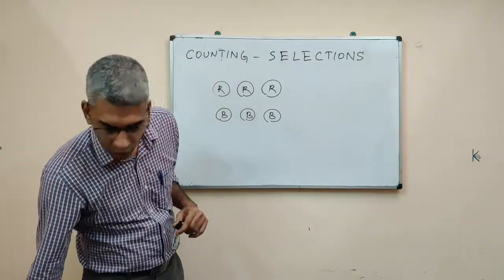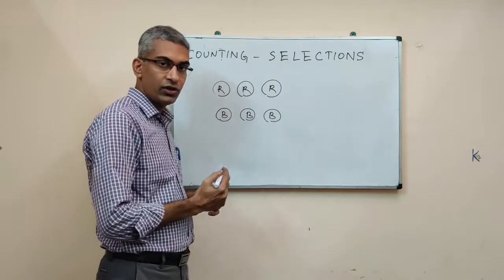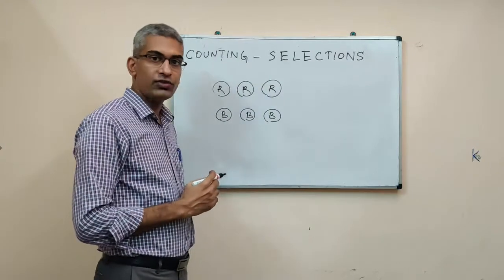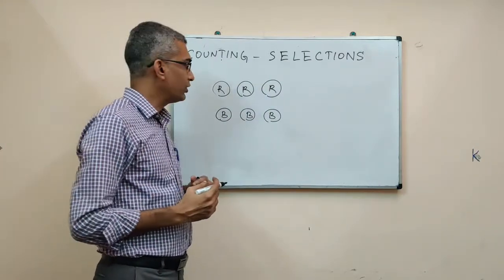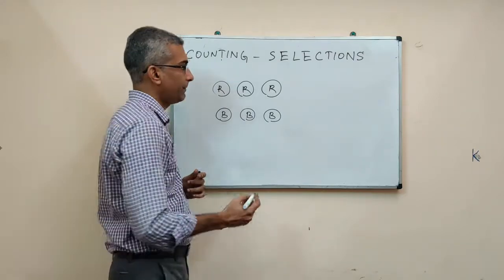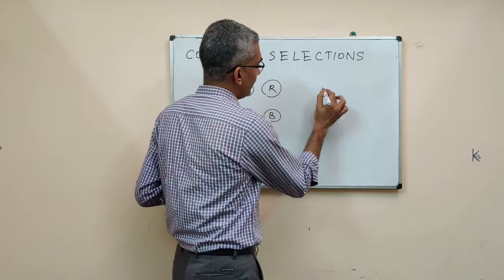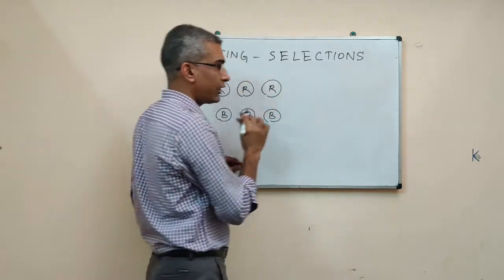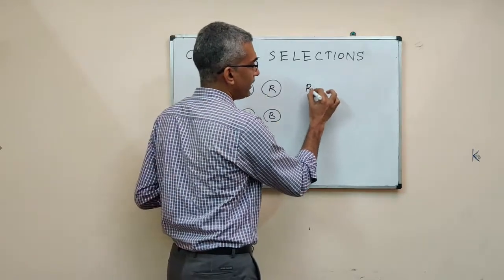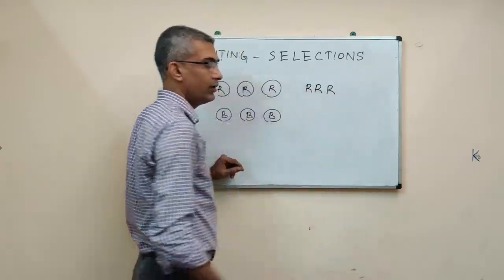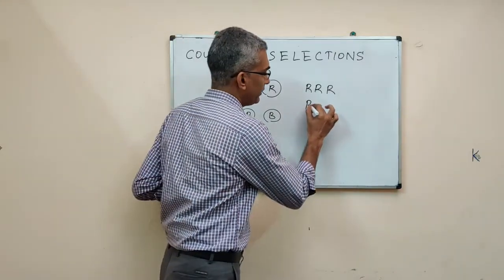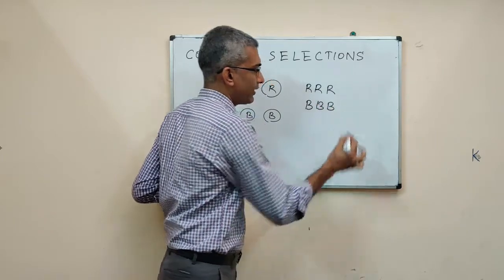Now when we are selecting three balls from these six balls, there are typically two different situations. One in which all the balls involved are the same color, and another in which two balls are of one kind and the third ball is of another kind. One possibility is, let us say, all three balls are red. How many ways can I have all three balls red? There is only one way. It can be red, red, and red. Second possibility is all the three balls are black in color. It can be black, black, and black.